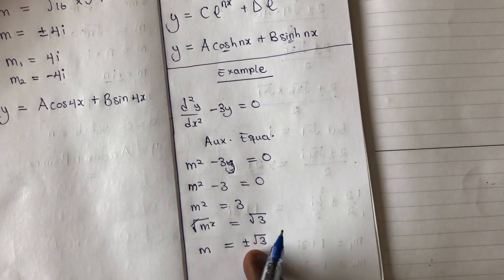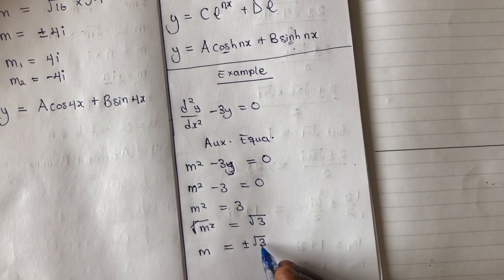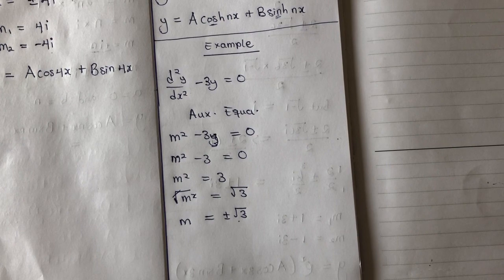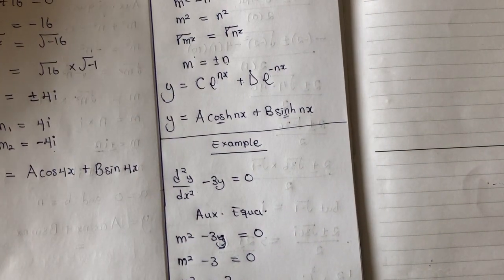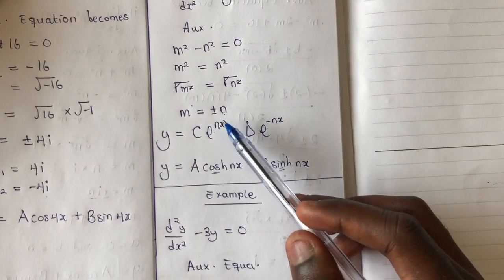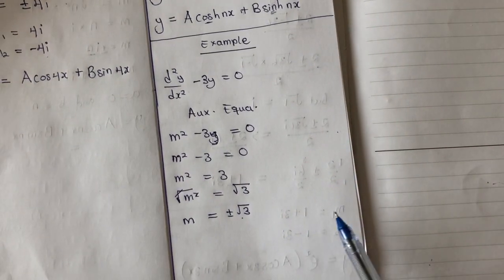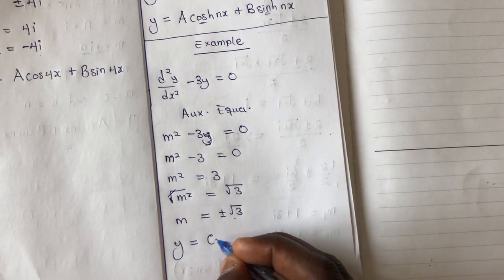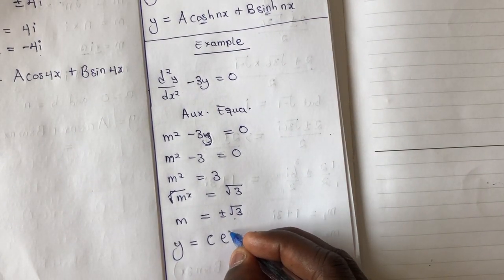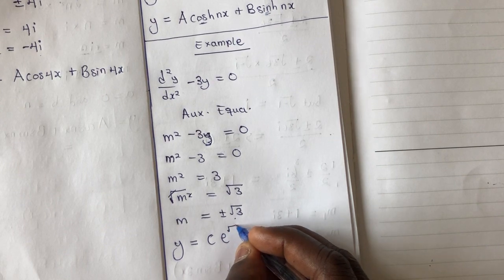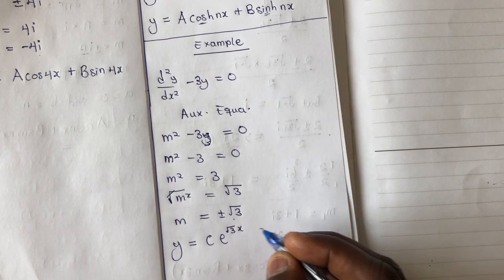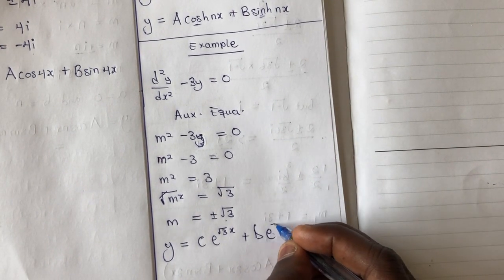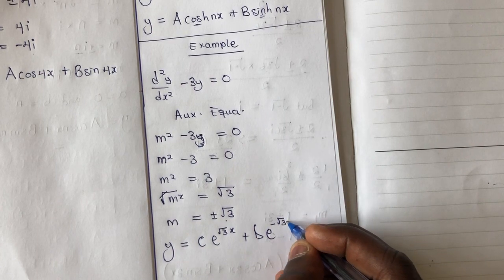There's no need for you to change the value, just leave it like this. Now when we look at this, this has generated the solution for n, where root 3 equals n. So therefore, what will be the general solution? Y will be equal to c e raised to the power root 3 x plus d e raised to the power minus root 3 x.